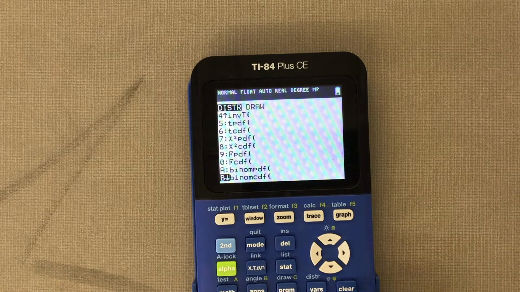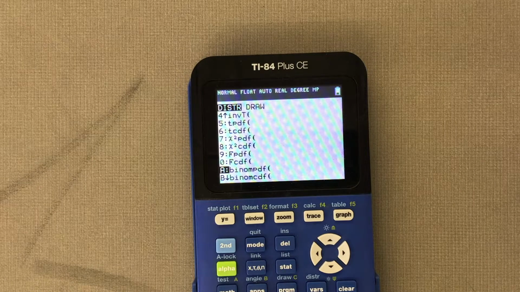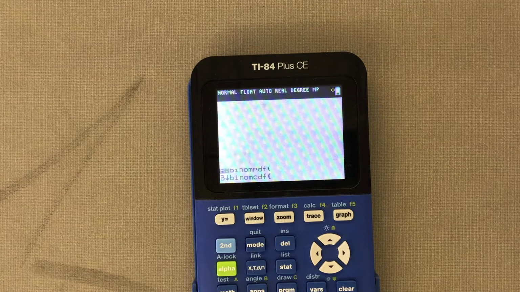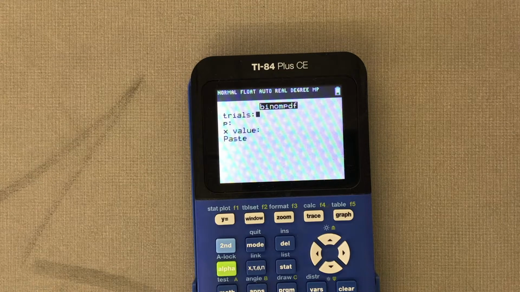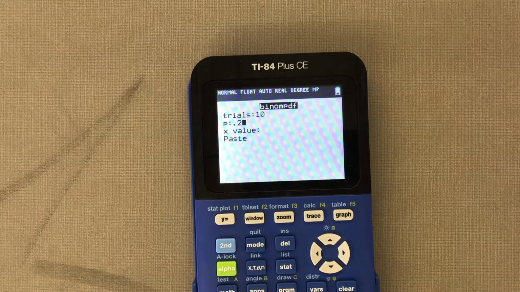We're talking about exactly equal to 2. So that's a PDF, that's a point. So just x equals 2, that's a point, not C, which would be cumulative, like we usually do with the normal curve. We're interested in a cumulative probability there. But here we're interested in just the exact probability of exactly 2. So here we go, press that. And so I'm going to type in for my trials, that is going to be the 10. And my probability was 20%, so 0.2.